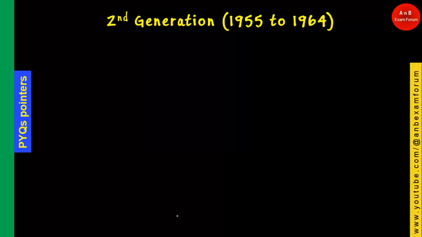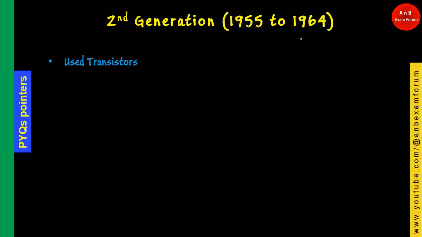Okay, so we have seen the first generation. Now let's see the second generation. It is around 1955 to 1964. Again, the period is important, not the exact year number. Okay, so the period is around 1955 to 1964.